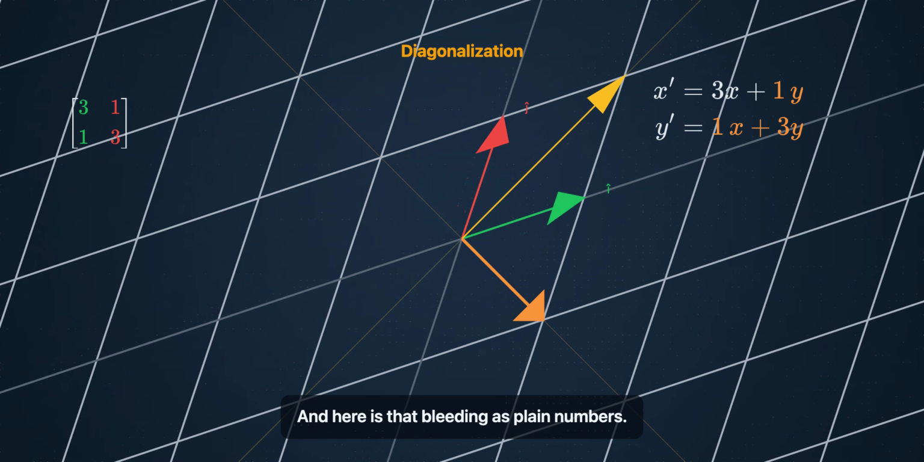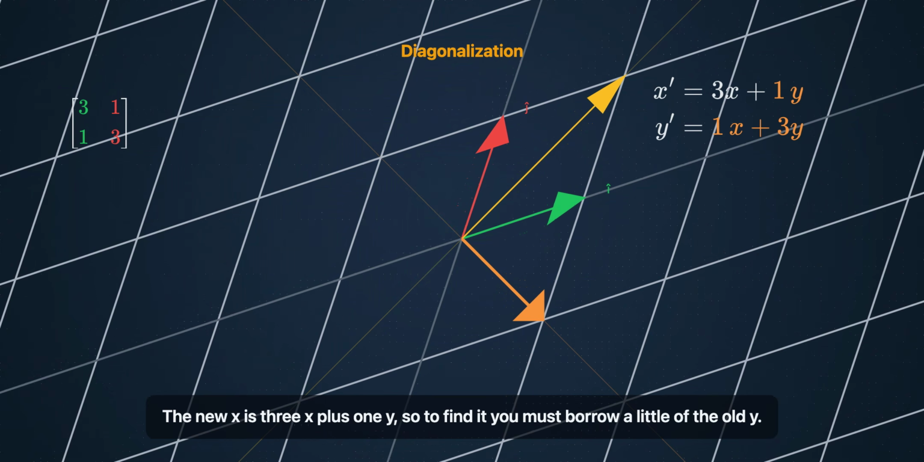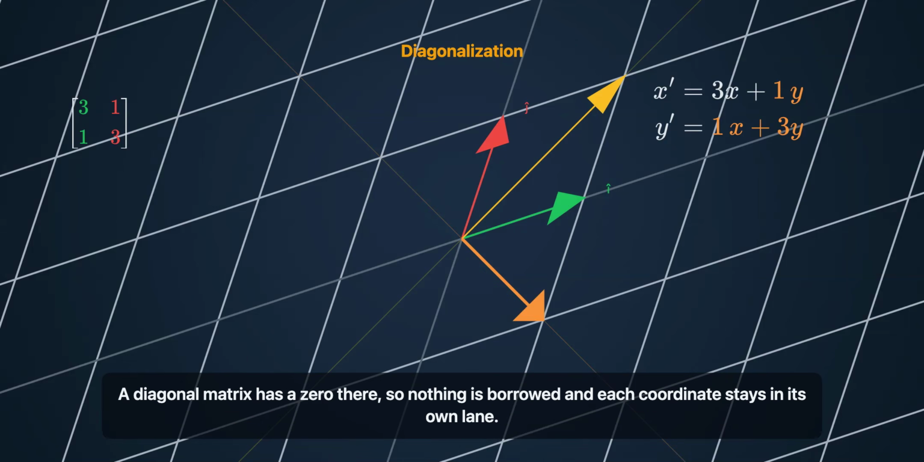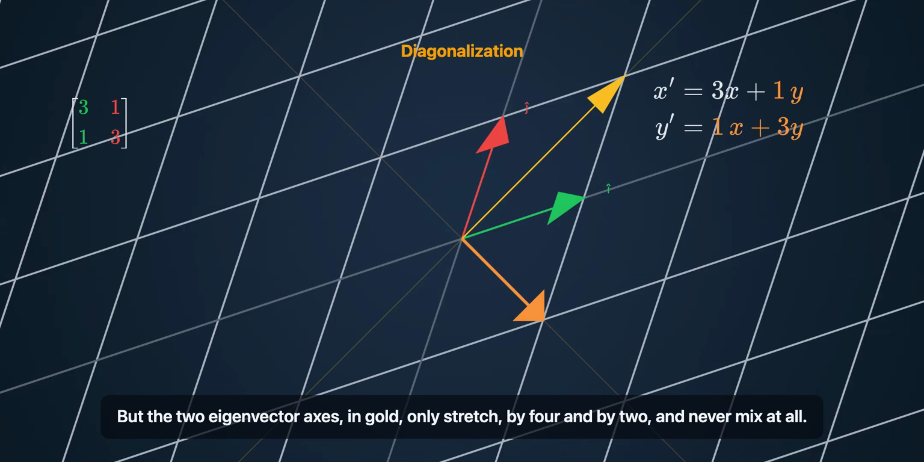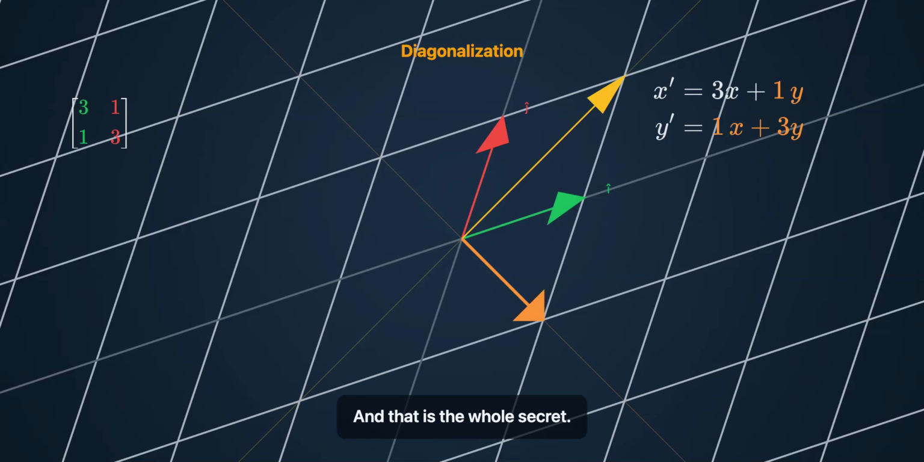And here's that bleeding as plain numbers. The new X is 3X plus 1Y. So to find it, you must borrow a little of the old Y. That borrowed 1 times Y is the off-diagonal one, and it is the mixing. A diagonal matrix has a 0 there, so nothing is borrowed, and each coordinate stays in its own lane. But the two eigenvector axes in gold only stretch by 4 and by 2, and never mix at all.